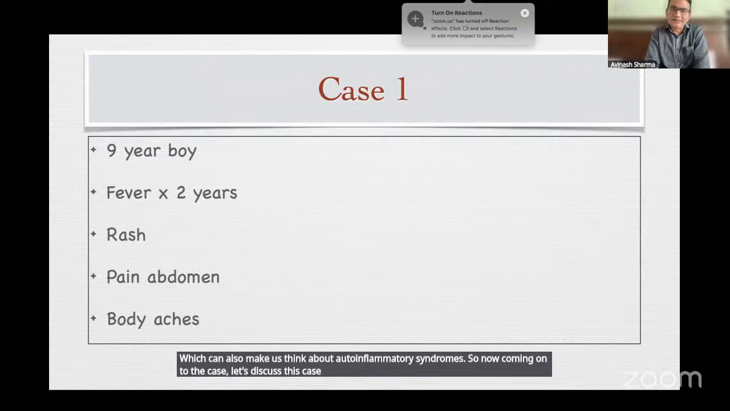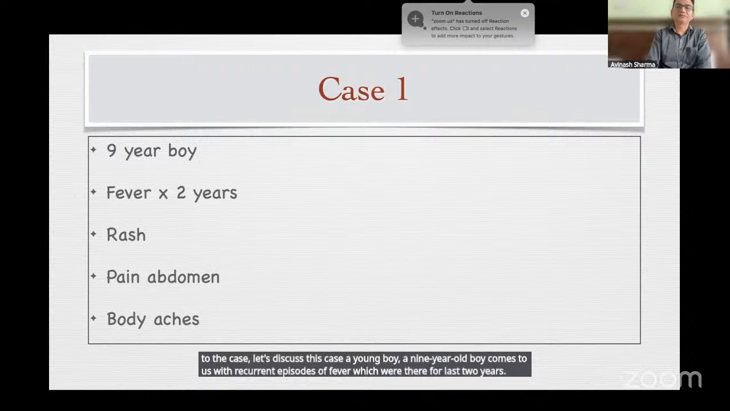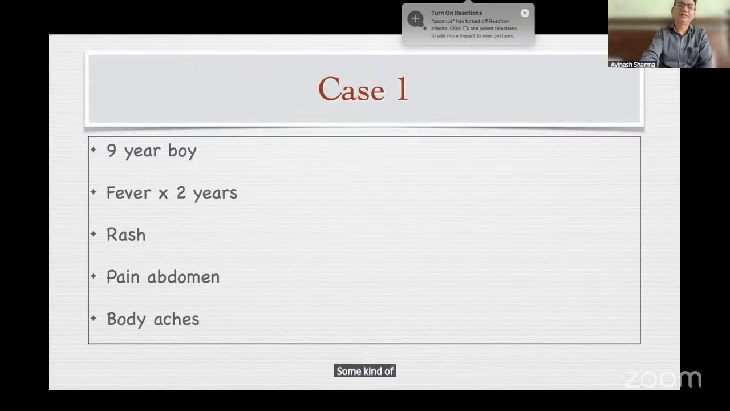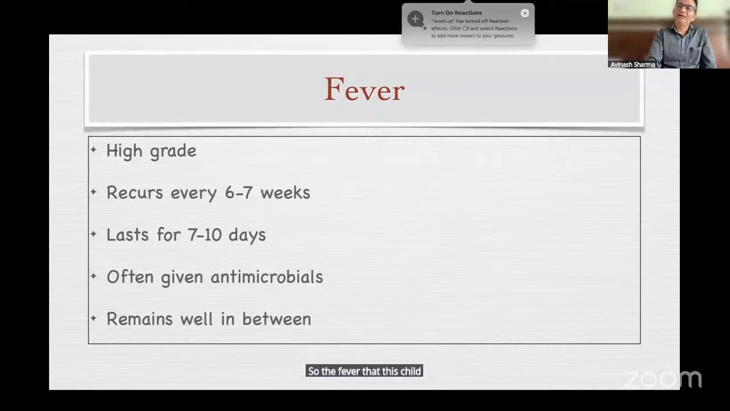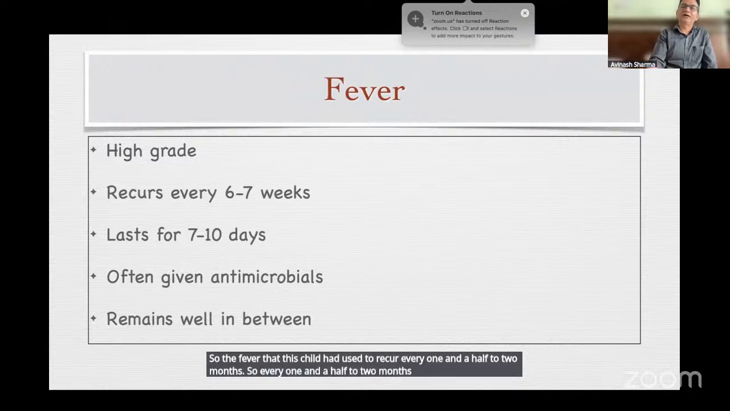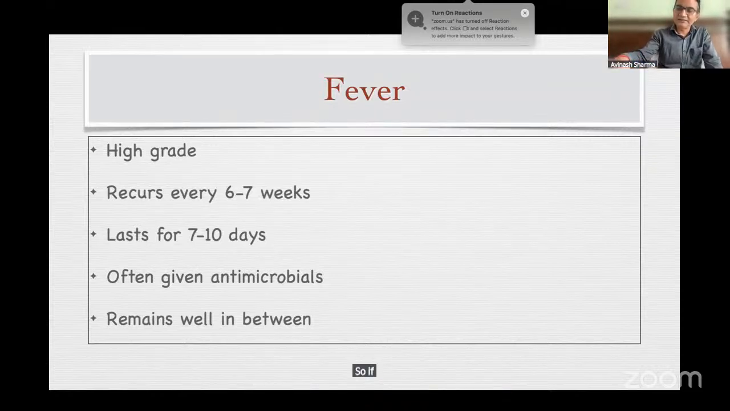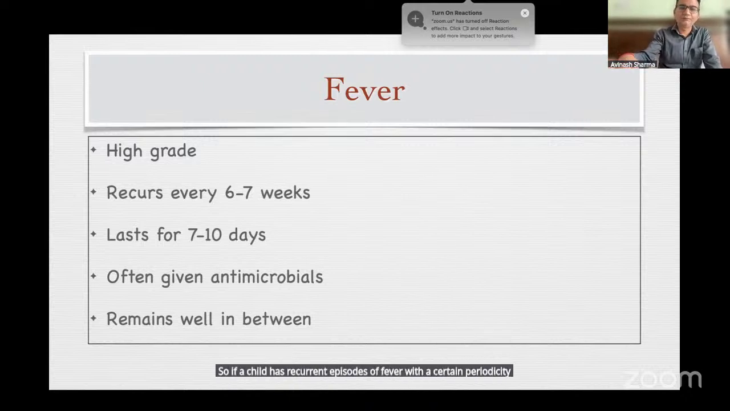A young boy, a 9-year-old boy, comes to us with recurrent episodes of fever, which were there for the last 2 years, some kind of rash, along with pain abdomen, body aches, joint pains, muscle pains. So the fever that this child had used to recur every 1.5 to 2 months. So every 1.5 to 2 months, the child used to have high-grade fever, which used to last for 7 to 10 days.